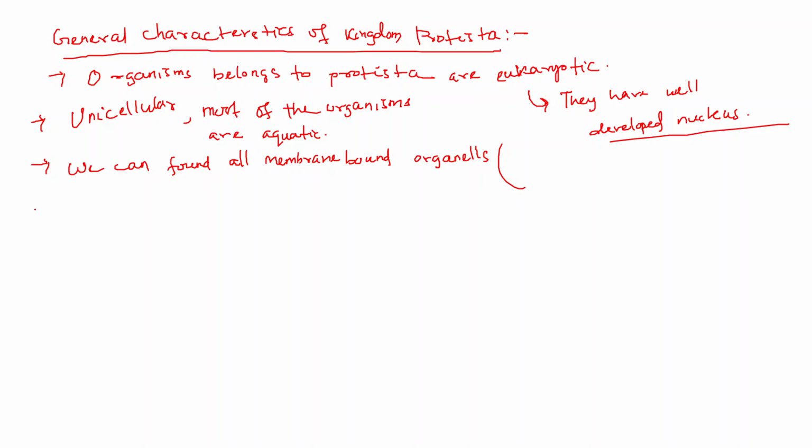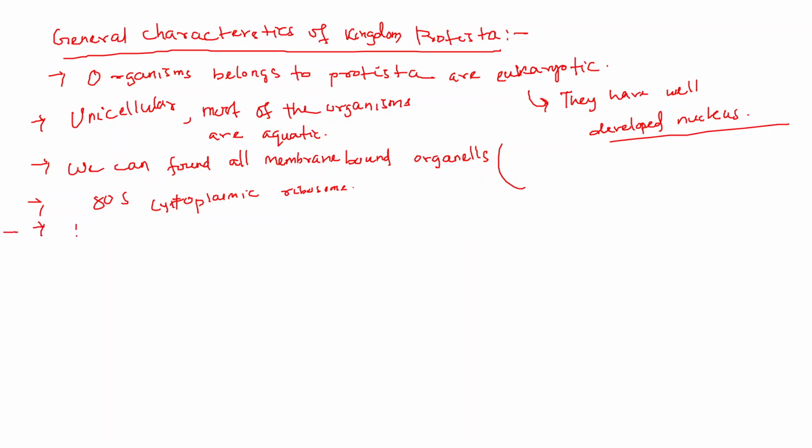And another thing is we can find the 80S cytoplasmic ribosomes. We know that in prokaryotes we get the 70S ribosome. But as protist is a eukaryotic organism, we can notice here the 80S cytoplasmic ribosome.